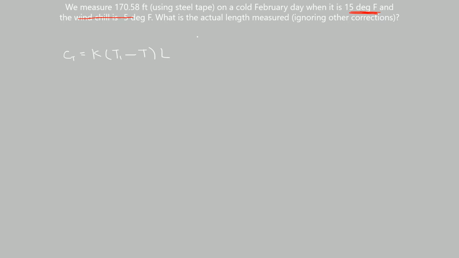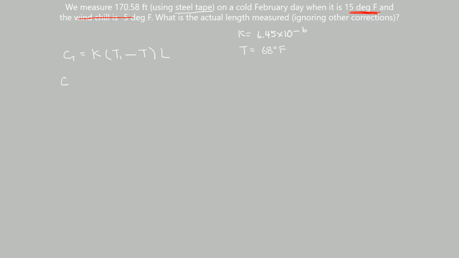Okay, so we can just plug it in. First thing to note is in this problem K is a constant, 6.45 times 10 to the -6. That's our K constant for steel tape. And our T, not our T1, but just our T, our baseline temperature, or the temperature we use to compare, is going to be 68 degrees Fahrenheit. So now we can just use this equation and plug it all in.